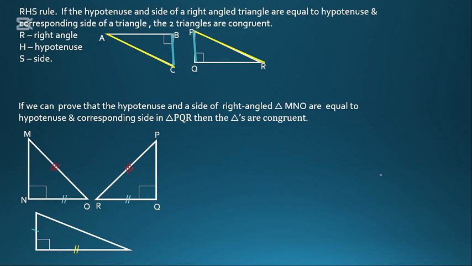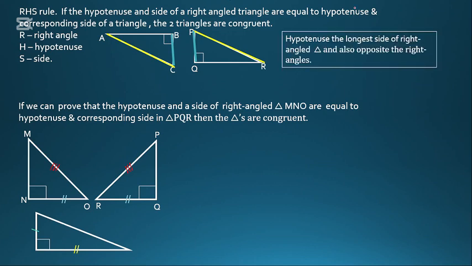RHS rule. Now, what is a hypotenuse? That is the longest side of a right angle triangle, and also it's opposite the right angle. Right, hypotenuse. If the hypotenuse and a side of a right angled triangle are equal to the hypotenuse and corresponding side of another triangle, the two triangles are congruent.